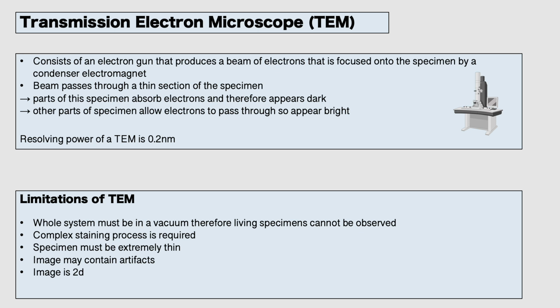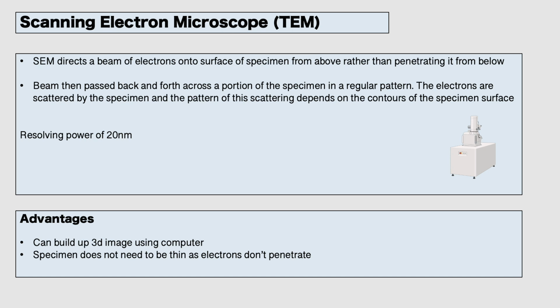With the scanning electron microscope, the specimen does not need to be thin as electrons don't penetrate. The SEM directs a beam of electrons onto the surface of the specimen from above rather than penetrating it from below. The beam passes back and forth across a portion of the specimen in a regular pattern.